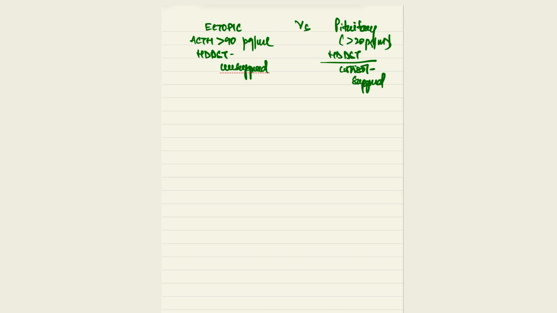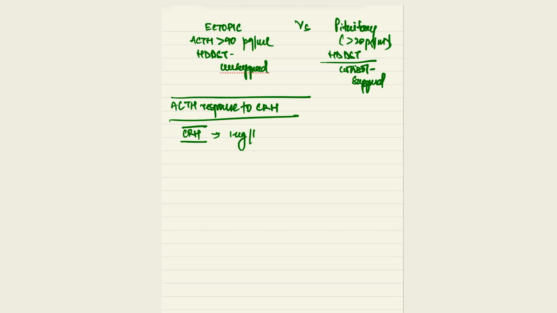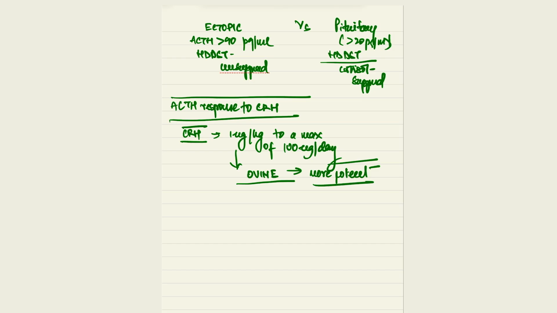The other thing that we can see is the ACTH response to CRH. We have seen this. So CRH is corticotropin releasing hormone. It is given in the dose of 1 microgram per kg to a maximum of 100 microgram per day. It is of ovine origin because this is more potent, and we check for ACTH levels after this and the cortisol levels.